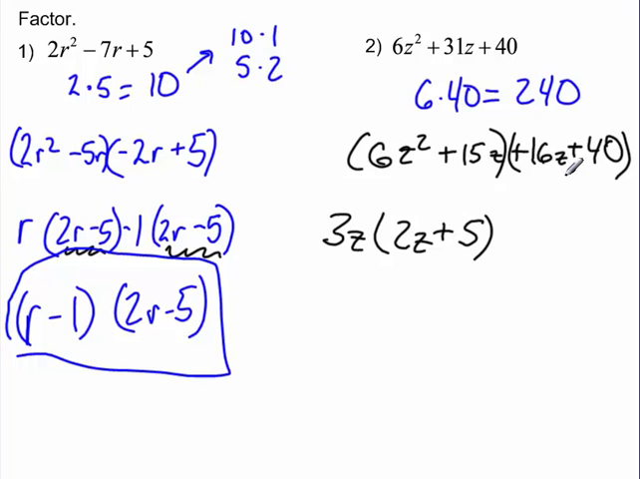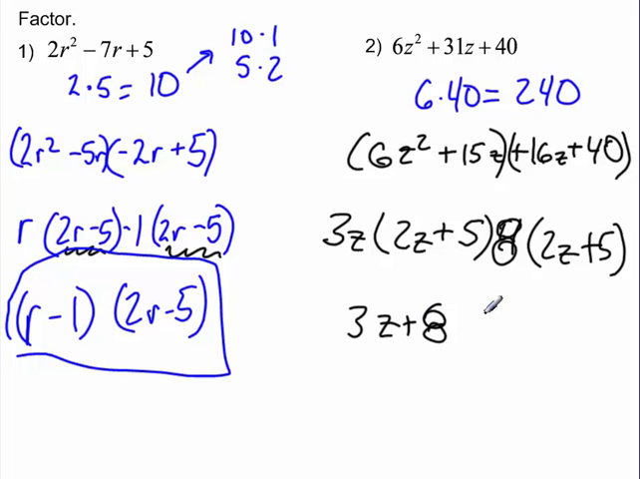And over here the greatest common factor is definitely 2. But if I take out a 2, I'm still left with an even number, so let's try something bigger. Let's go with 4. So if I take out a 4, I'm left with still an even number, so let's try something bigger. 8. And I'm left with 2z plus 5. Okay, so 3z plus 8, 2z plus 5. Bada boom, bada bing.